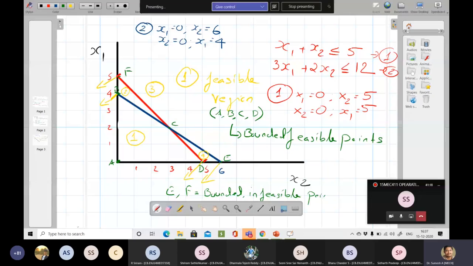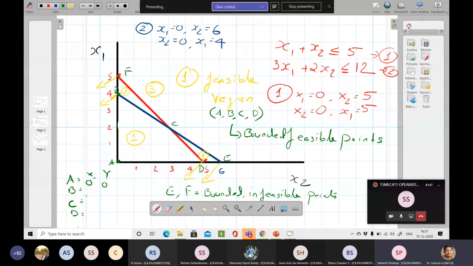For A, you will have the coordinates for X and Y. B, C and D, you will have the same. What is the coordinate of A? A is 0, 0. What is the coordinate of B? X1 is 4 and Y is 0.